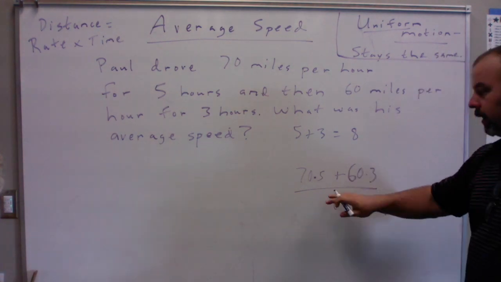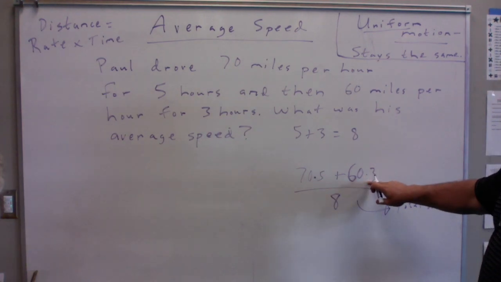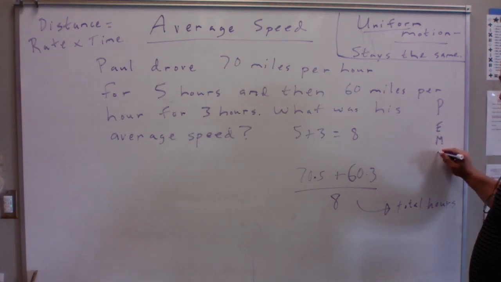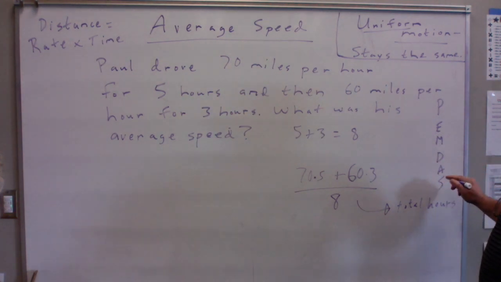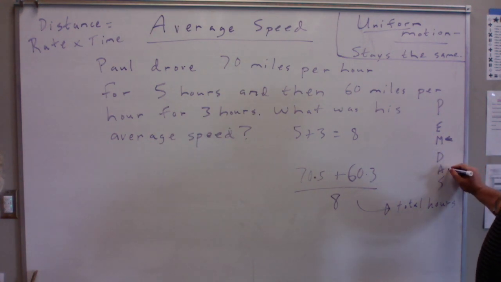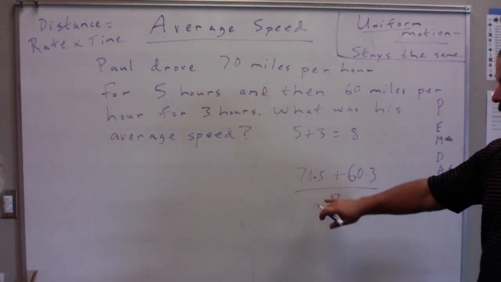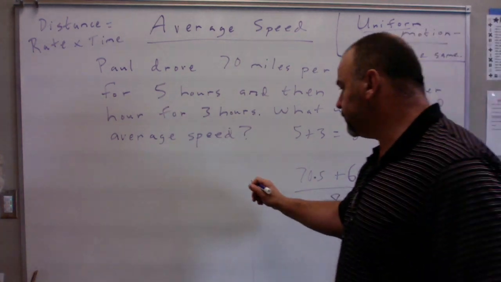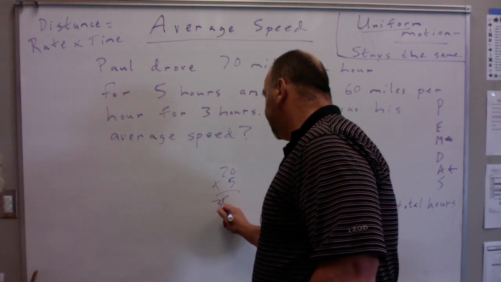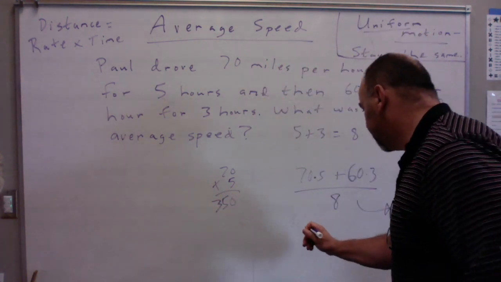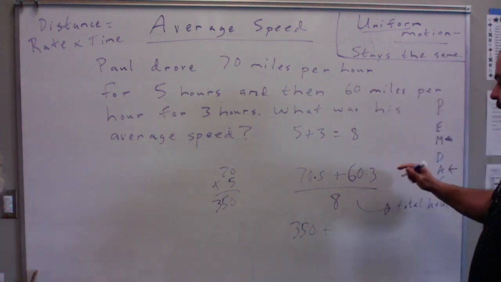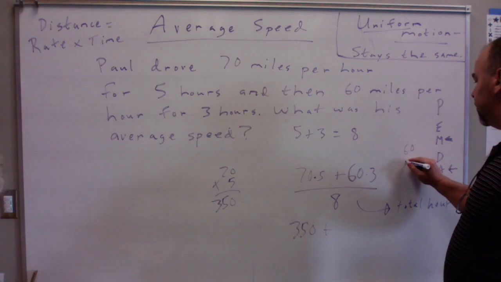Well, we do the multiplication first. Use PEMDAS. Don't forget PEMDAS: P-E-M-D-A-S. We're going to multiply before we add. So we're going to do 70 times 5, which is 350. Plus 60 times 3.